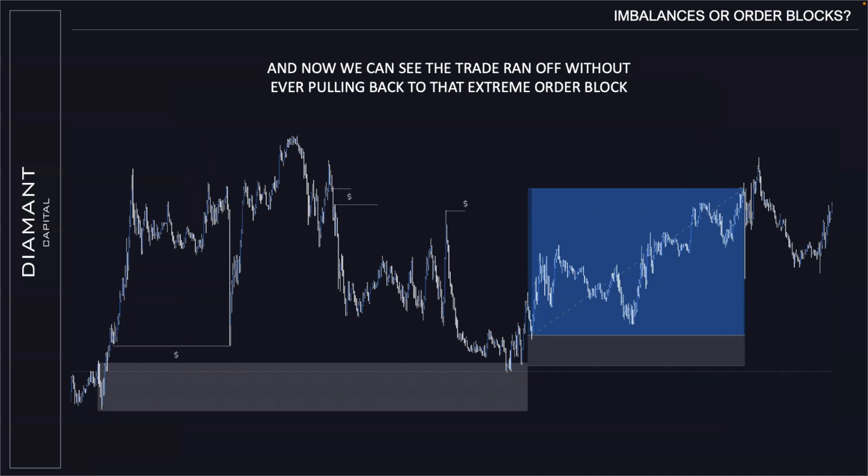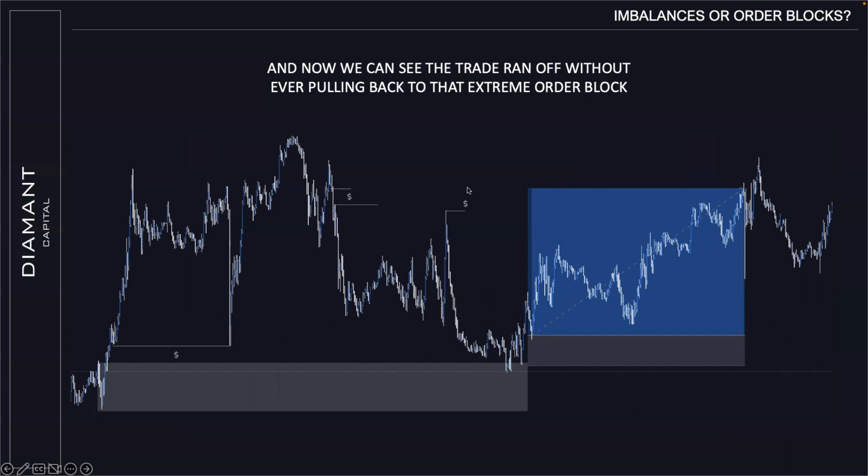This is what it would have looked like if we had entered from the imbalance. So you can kind of see how the trade ran off without ever pulling back to that extreme order block. If we entered from the imbalance, this is what you could have got. And what's this? Probably a 1 to 5, something like that. Definitely better than nothing, right?